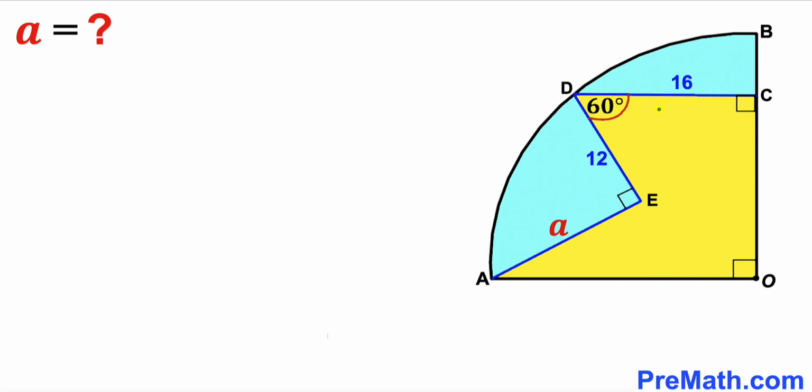In this video, we have these three blue line segments fully confined in a quarter circle, as you can see in this diagram, such that line segment CD is 16, line segment DE is 12, and line segment AE is represented by lowercase a. Furthermore, angle CDE is 60 degrees. Our task is to find the value of lowercase a.